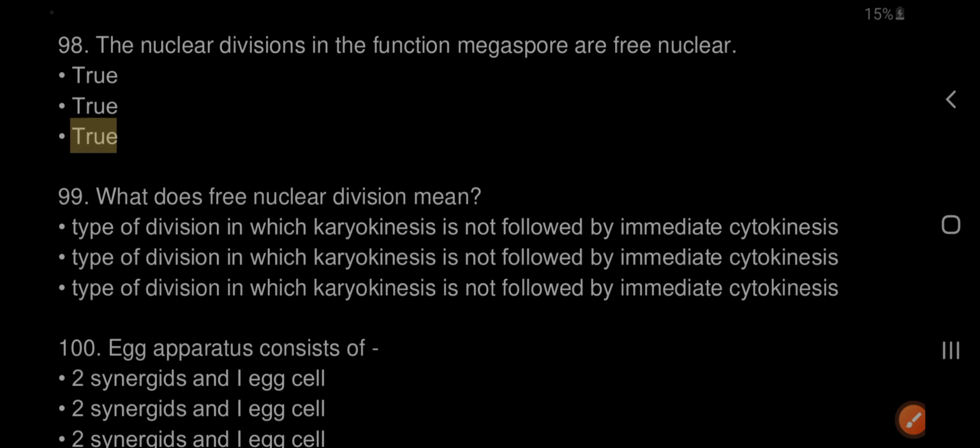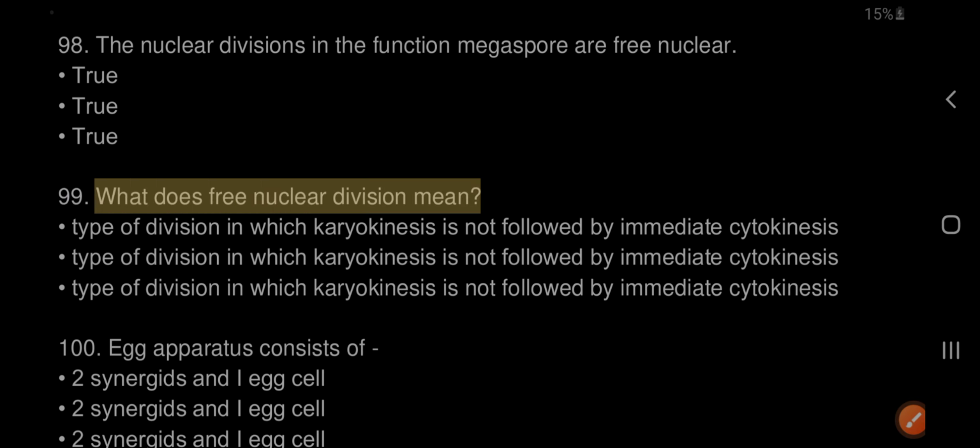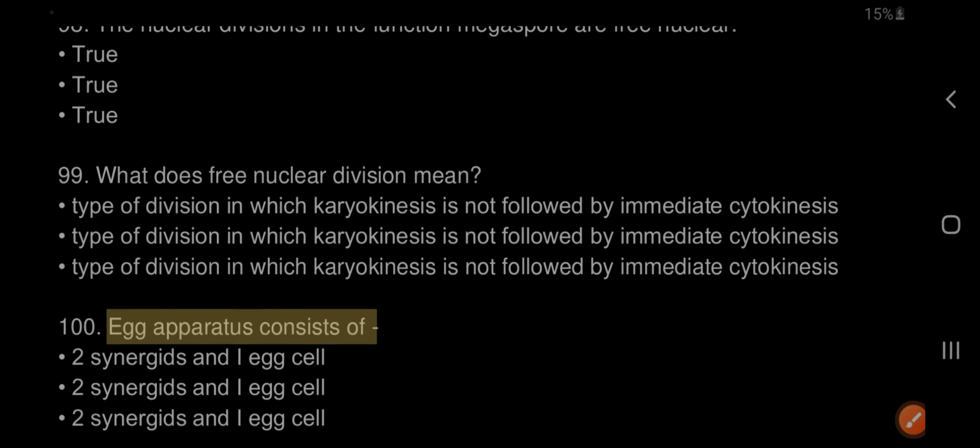Type of division in which karyokinesis is not followed by immediate cytokinesis. 100. Egg apparatus consists of 2 synergids and an egg cell.